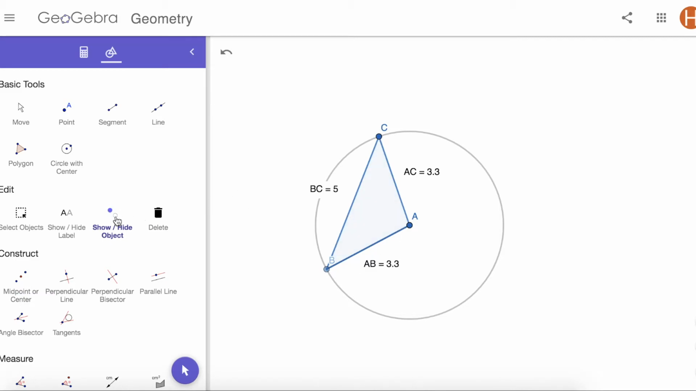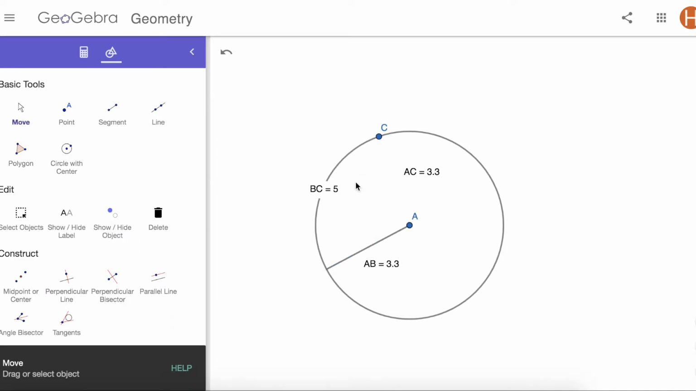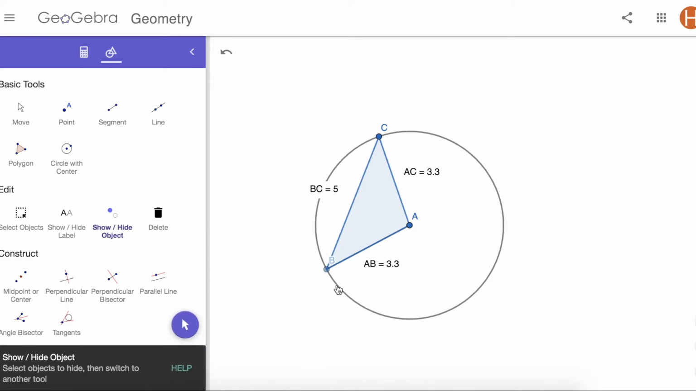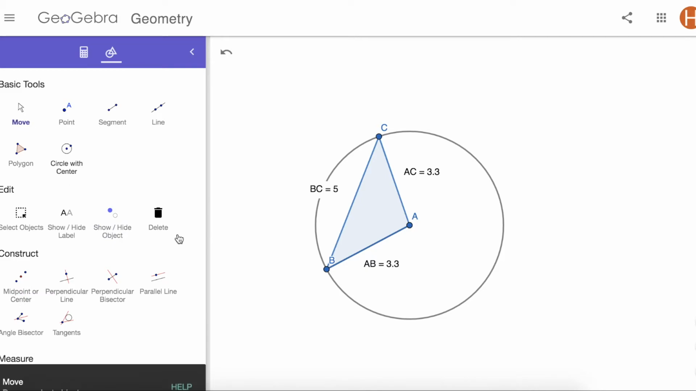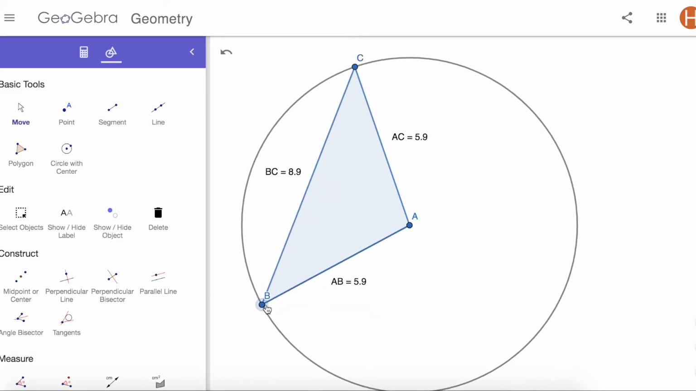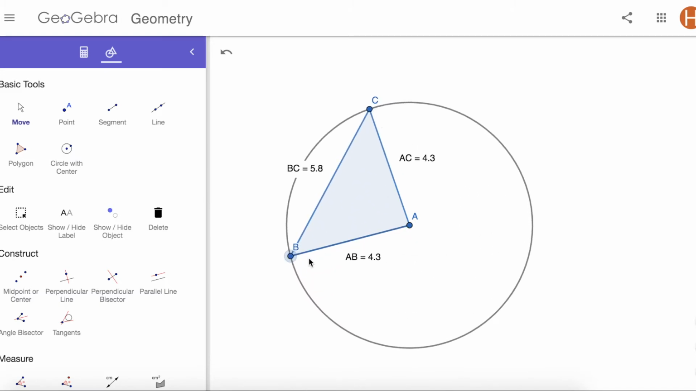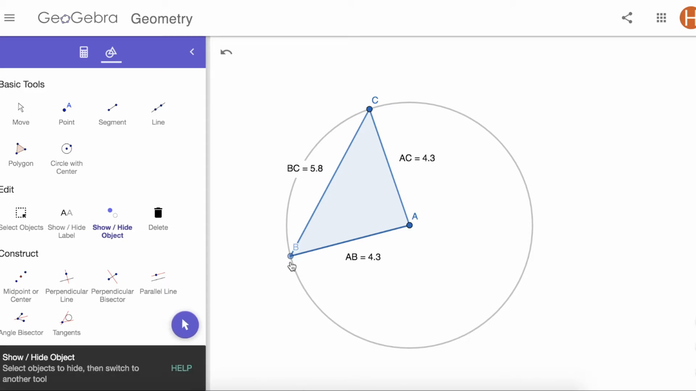I guess I have to show the circle again. Make sure everything's showing. Okay, everything's shown again. Because I'm moving it, it's moving the circle, and these lengths are always going to be the same because they're connected to the center, so these are always going to be the length of the radius. So that is my isosceles triangle.